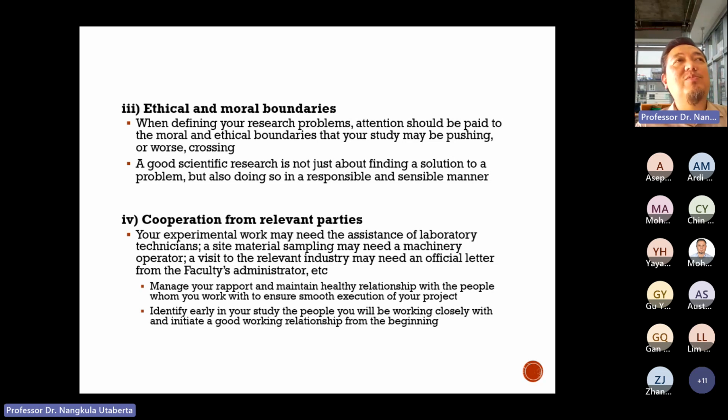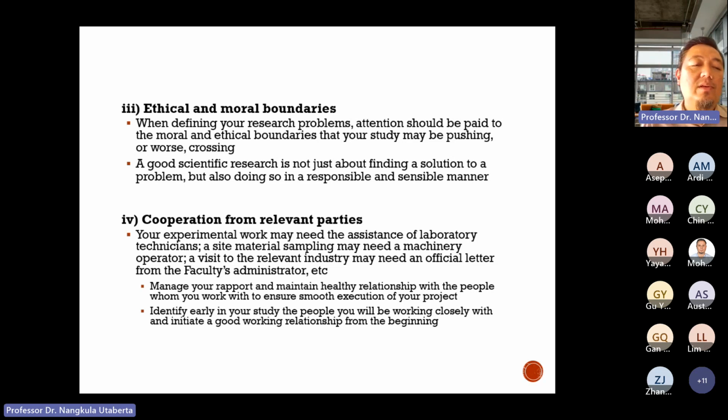Some of my students want to do an experiment. They want to put a helmet, this neuro helmet, on the elderly. I think that will bring lots of issues to the research itself. A good scientific research is not just about finding a solution to a problem, but also doing so in a responsible and sensible manner. I think this is a very important note that you have to think about.